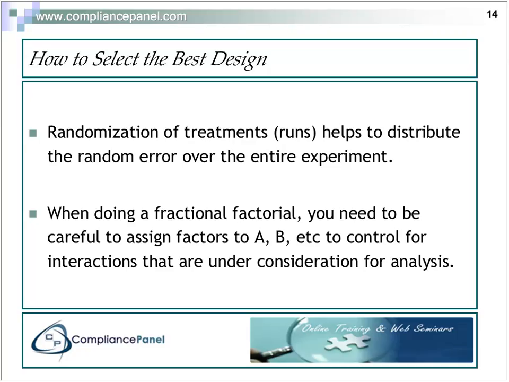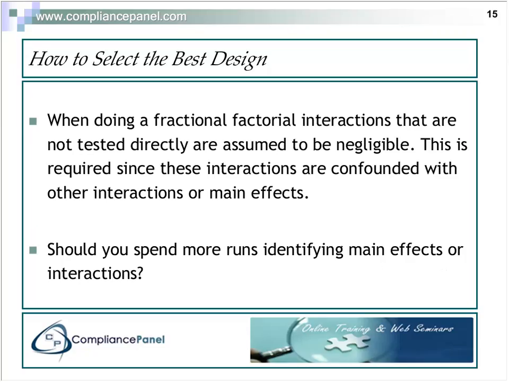So you want to make sure that what you call factor A, factor B, and factor C is aligned such that one makes sure that the interaction that's confounded with it is well understood. In a 3-factor design, it's hard to do because it doesn't necessarily work out that way. When doing a fractional factorial, interactions that are not tested directly are assumed to be negligible. And this is an underlying assumption.